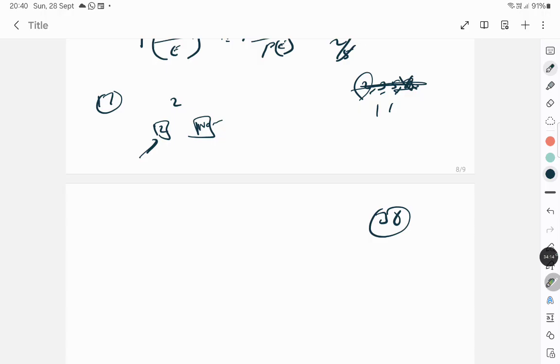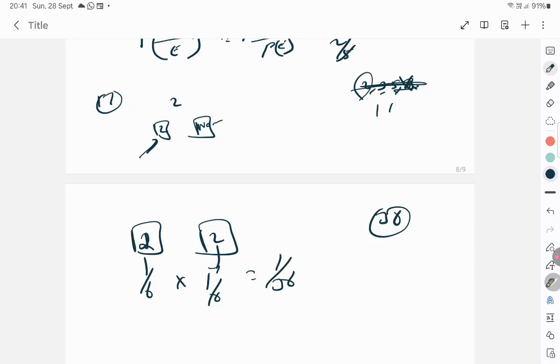So this die is there, this die is there. You have to get an even prime number, which is only 2, which is 1 out of 6, and get an even prime number on the other die, which is 1 out of 6. So I multiply these and write 1 by 36 as my answer. So next question. Okay, 18th question.